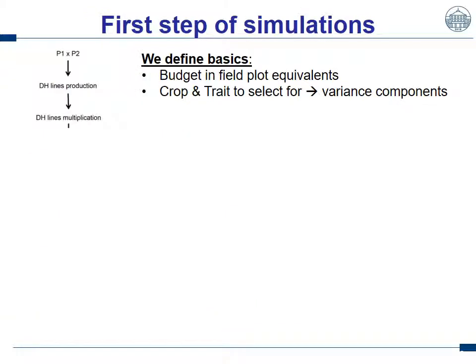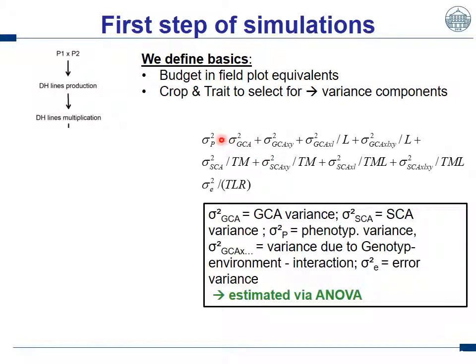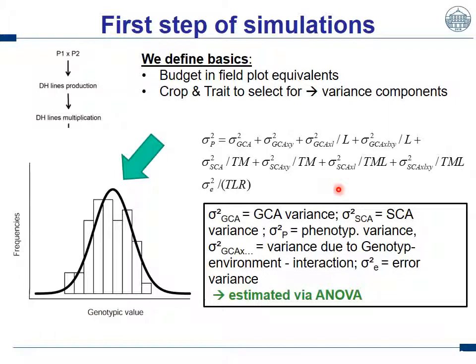And then we can go to running our scenarios. Thus we have all this data at hand, and then we start to define the basics. First the budget in field plot equivalence, and then the crop and the trait to select for, which we take from the variance components. Based on these variance components, which are estimated in ANOVA from breeders' trials, we have here, for instance, the scenario for the phenotypic value in hybrid trials, where we select on general combining ability, and specific combining ability cannot be used in a recurrent selection. It's just at the end when we produce a specific hybrid. From these variance components, the distribution of phenotypic values is constructed.